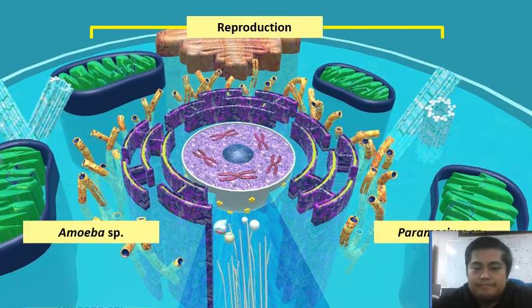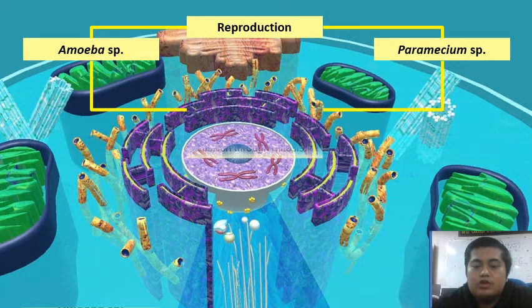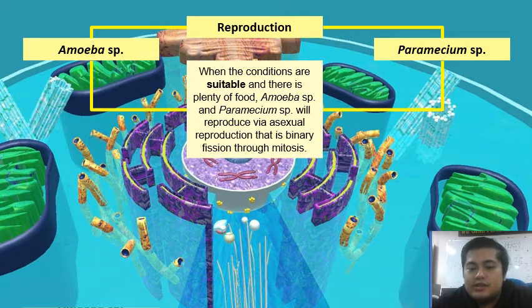For reproduction, so when the condition is suitable, so there is plenty of food, amoeba and paramecium will reproduce via asexual reproduction, mostly through binary fission through mitosis. So kedua-dua organism ni, kalau keadaan tu sesuai, dia akan membiak dengan cara asexually dengan kaedah binary fission.